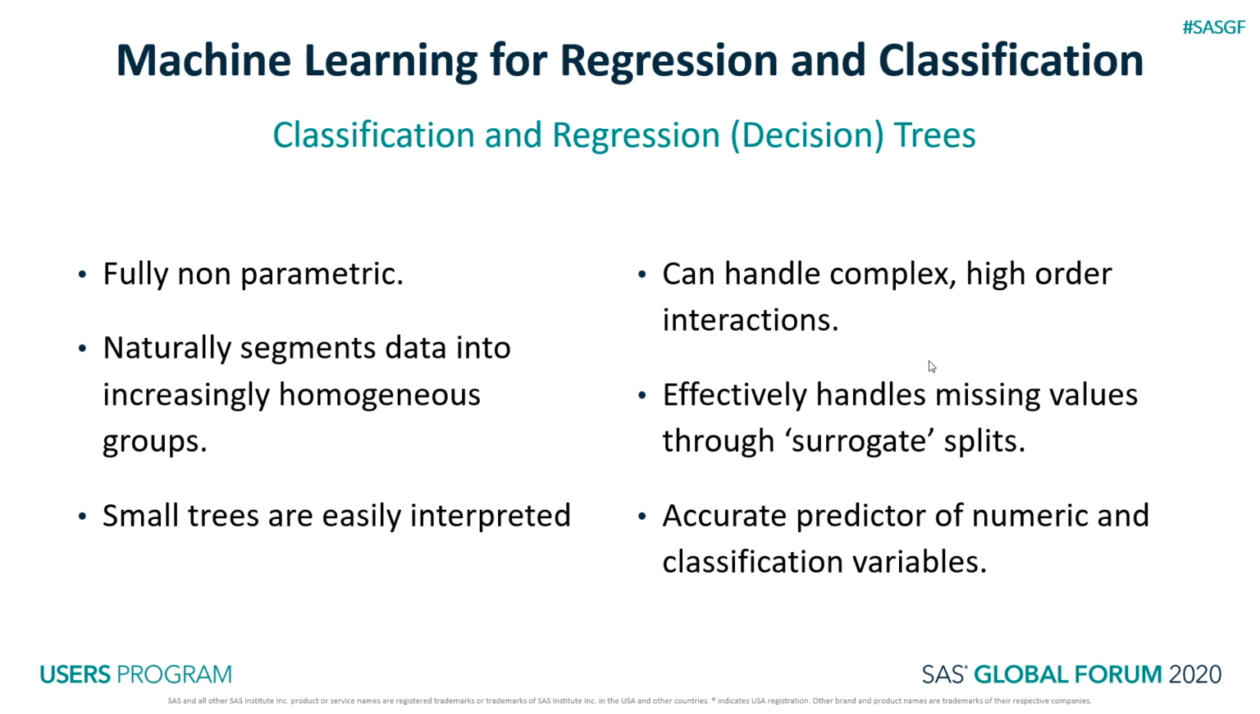So regression and classification trees are fully non-parametric. There are no distributional assumptions on either the predictor or the response variable. They naturally segment the data into increasingly homogeneous groups. Small trees are easily interpreted.